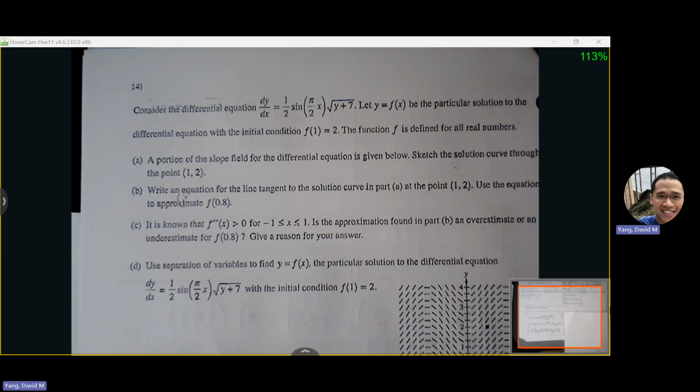And then part C, you can use concave up, concave down to make your estimation. And then part D is full separation of variables. So let's try those. Let me just see how you guys do with all your steps.